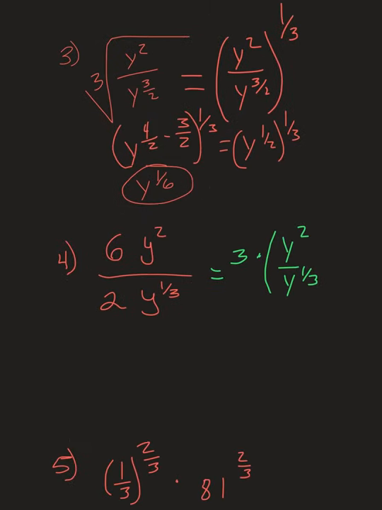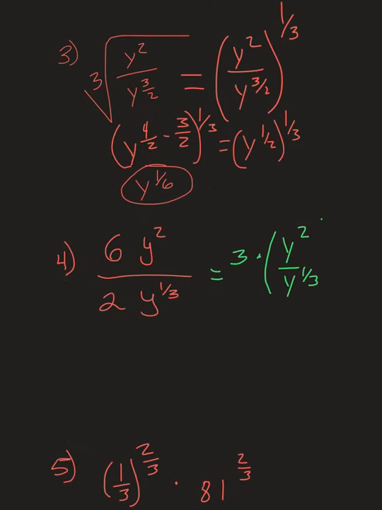Zoom out a little bit, run out of space. And then it's just like what we've been doing. We know that inside the parentheses now is the quotient rule. So what we need to do is find a common denominator. And it is going to be a third. So it's going to be 3 times y to the 6/3 minus 1/3. And this is going to simplify to 3y to the 5/3.